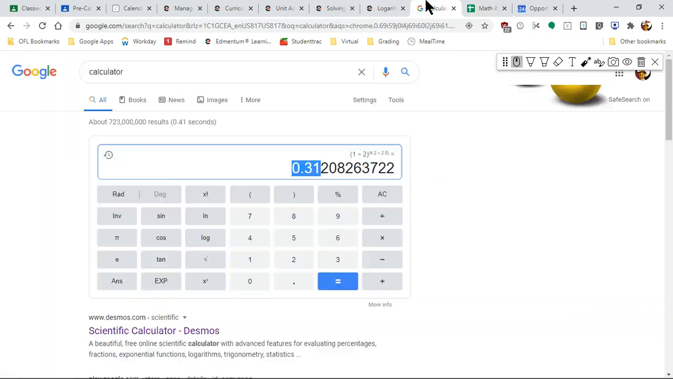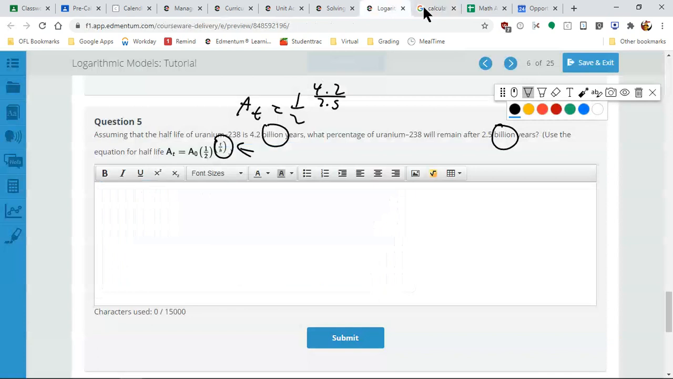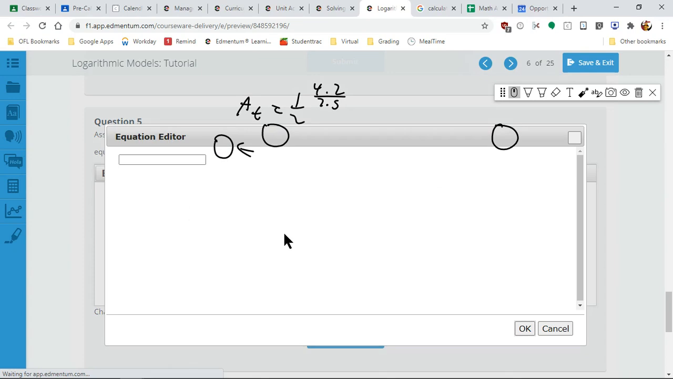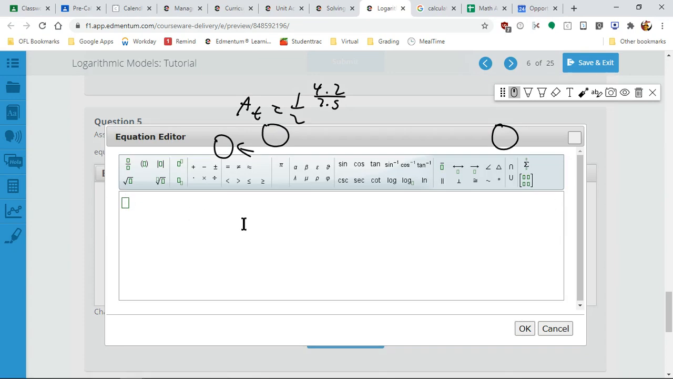So when you're showing your work, go into your equation editor, go A subscript T equals 1 times big fraction 1/2. Put this in parentheses.